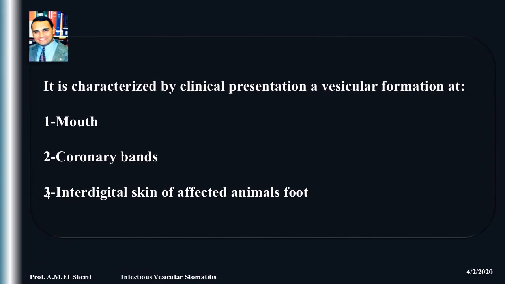Infectious vesicular stomatitis is characterized by a clinical presentation of vesicular formation at the mouth, coronary bands, and interdigital skin of the affected animal's foot, whether in equines, swine, or llama. In cattle, it is identical to foot and mouth disease.